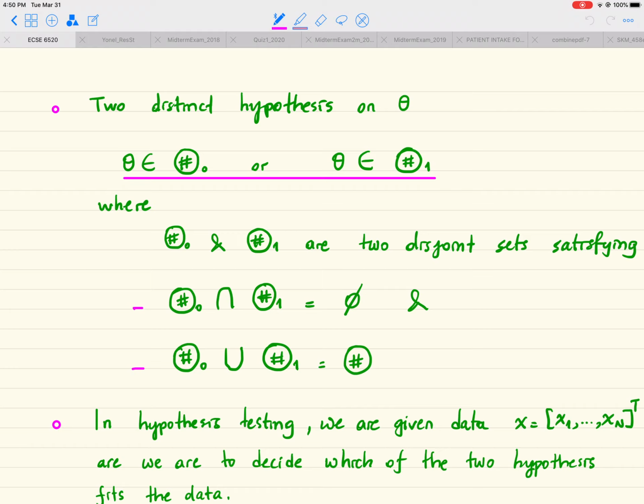So we have a set of observations x1 through xn, and we have to decide which parameter best describes the data, or rather which of the underlying PDFs which depend on theta describe the data that we have in hand.